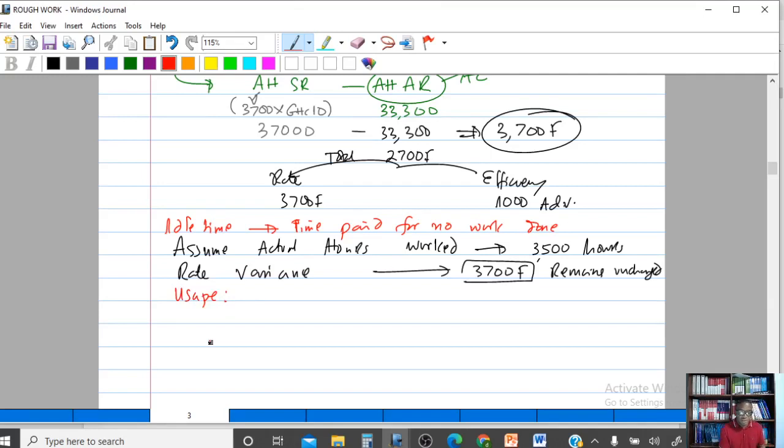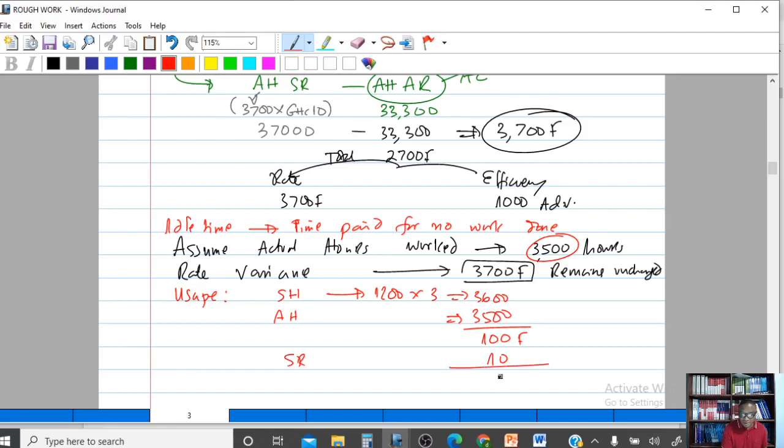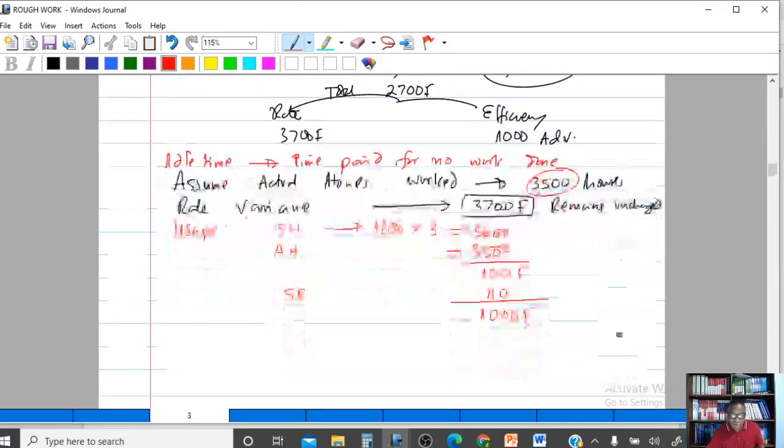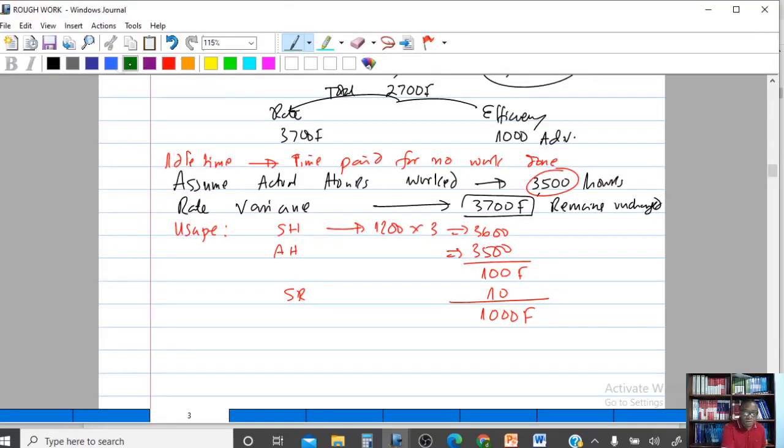Now the usage is going to be standard hours minus actual hours. The standard we said was 3,600. Actual hours used this time is 3,500. So what we have is 100 favorable. At the standard rate of 10, we now have 1,000 favorable on the usage as well. Now you notice that the two together give me 4,700 favorable, and it still doesn't explain the total of this.